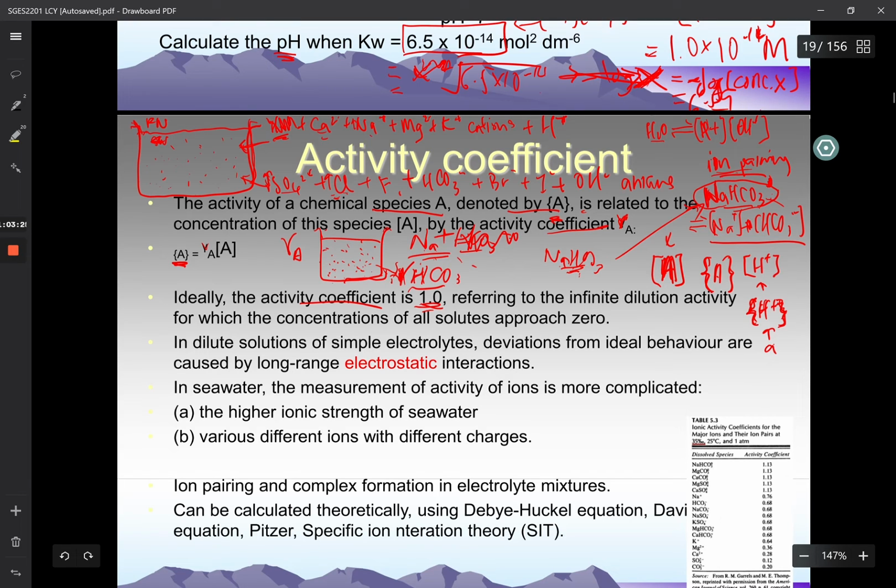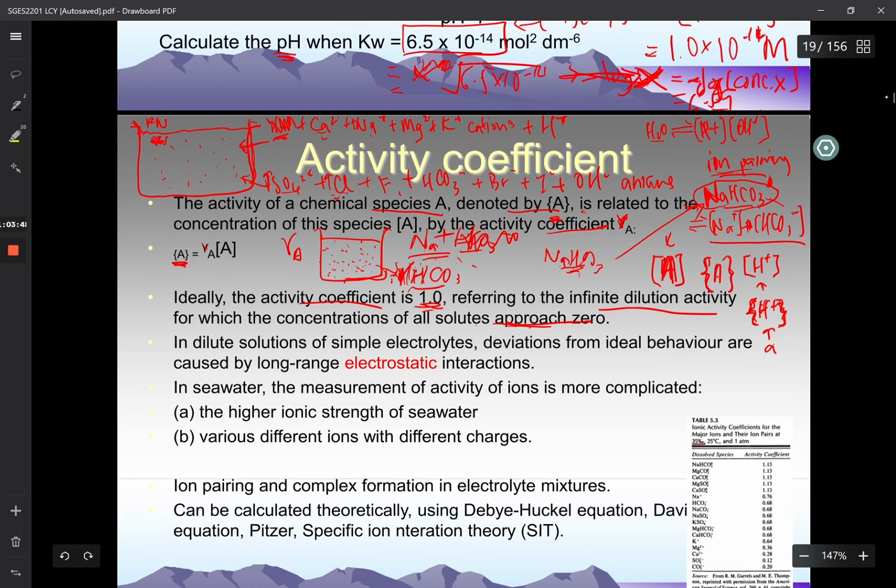So 1 refers to the infinite dilution activity. So we are talking about the activity being 1 for which the concentration of all solutes approaches 0, which is very dilute, right?